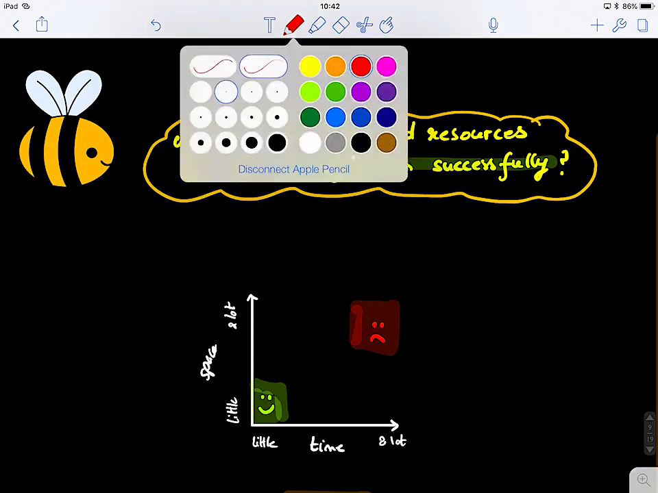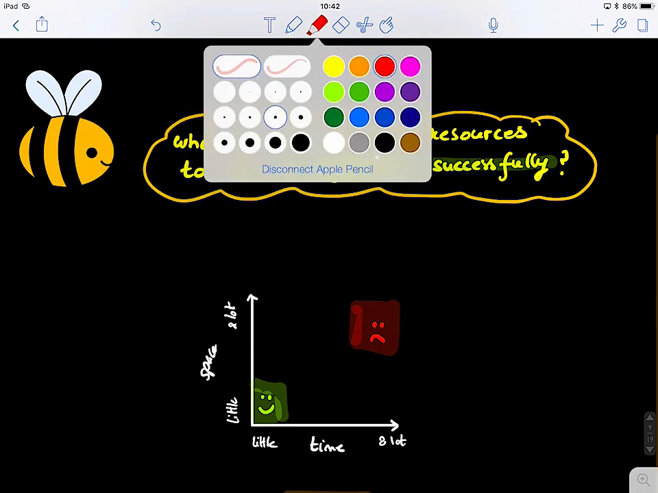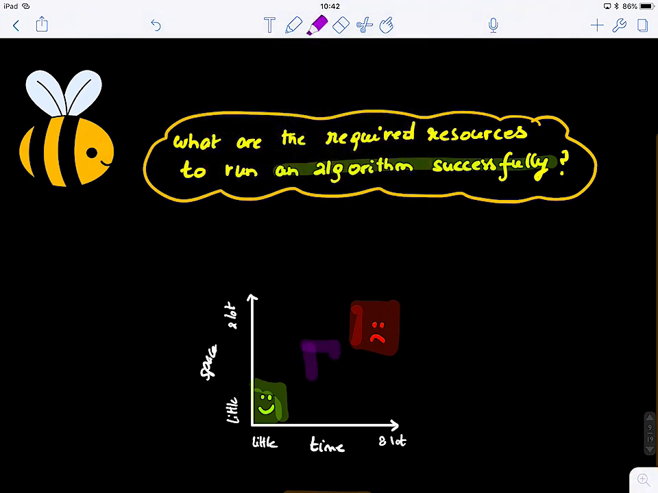If they take, for example, something in between, maybe some time and some space, this is maybe quite a reasonable solution. So that's probably okay, right? So what we want to study in this course is how to design very good algorithms, if possible, the ones that live in the green quadrant, and avoid those that are here. As an engineer, you don't want to design algorithms that live in this space.